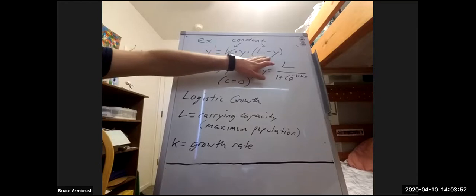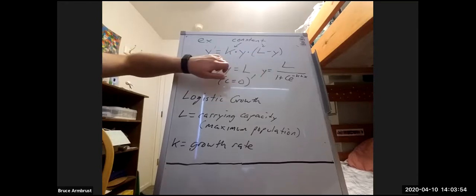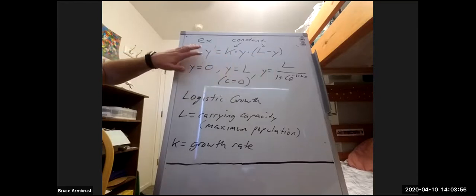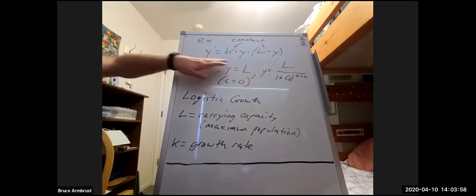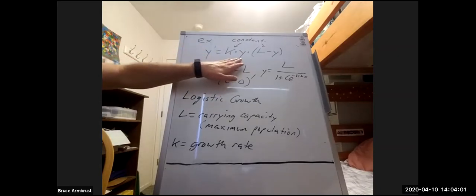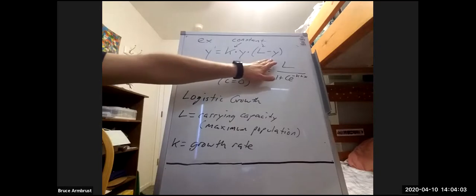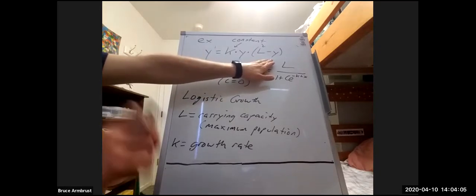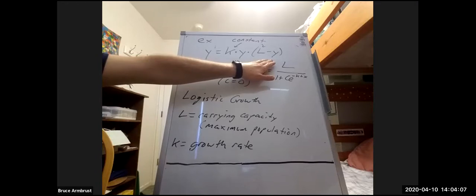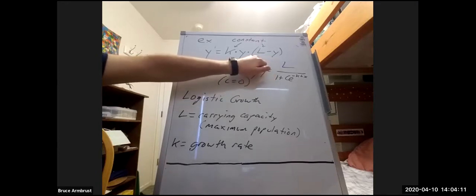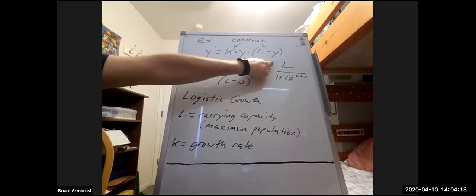But when we throw on that L minus Y, we're saying that not only is the growth or the change in population dependent on how many there are, but also how far away we are from that carrying capacity. That's what L minus Y is telling us. It's the difference between the maximum number and our current number.